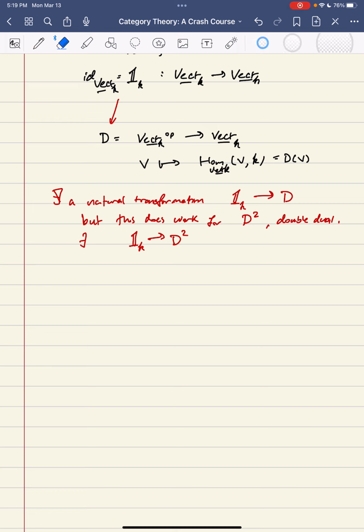And if you restrict to the subcategory of finite dimensional vector spaces, so this is the identity on the category of finite dimensional vector spaces, and I have the functor D squared, or double dual, restricted to the category of finite dimensional vector spaces, this is actually an isomorphism. This is something I asked you guys to find last time.